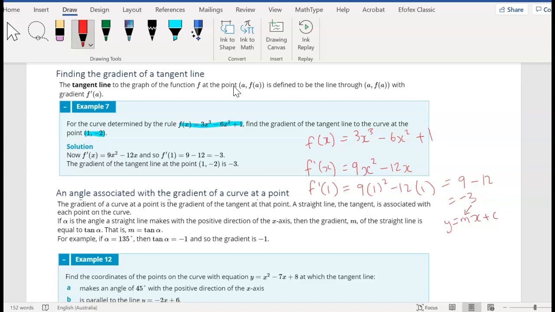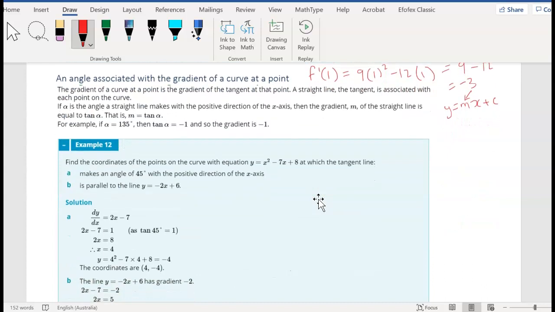So if we wanted to go on and find the equation, we can just substitute in the point (1, -2) to get the value of c. Okay, so we found the gradient, and then we can substitute that point in to get c. All right, moving on to example 12. So before we do that, let's talk about the theory.